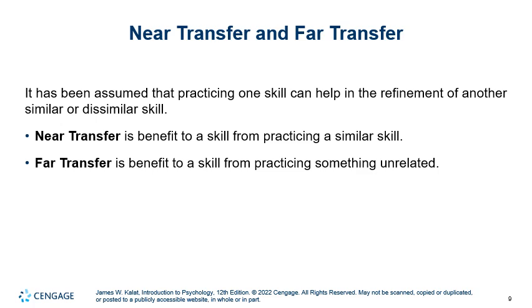Breaking that down, just follow what it says on the slide: it is assumed that practicing one skill can help in the refinement of another similar or dissimilar skill. Near transfer, again, would benefit a skill from practicing a similar skill, whereas far transfer would benefit a skill from practicing something that's not even related to it.